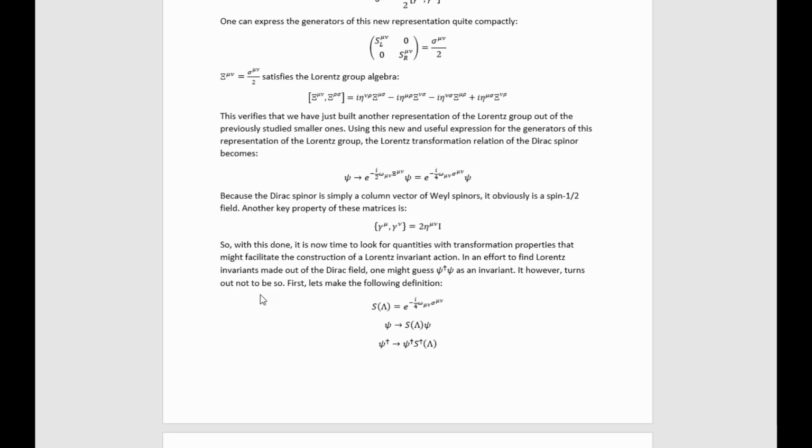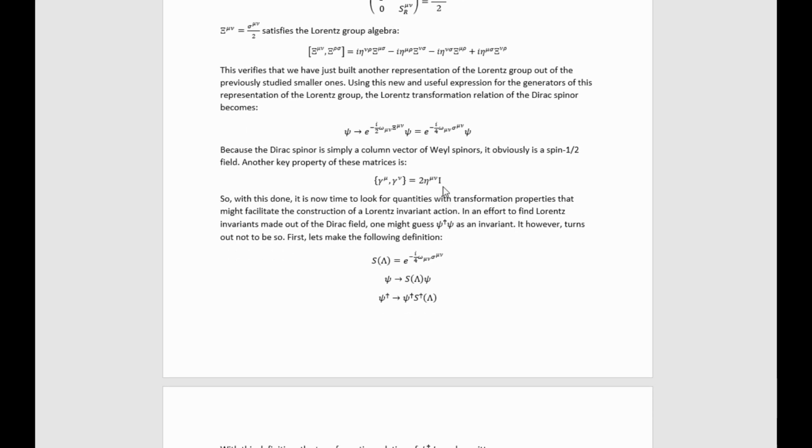Another key property of these gamma matrices is that they anti-commute to yield twice the metric of the group, of course, times the identity to handle the matrix indices and the gamma matrices. So with this done, it is now time to look for quantities with transformation properties that might facilitate the construction of a Lorentz invariant action. In an effort to find Lorentz invariants made out of the Dirac field, one might guess that psi dagger psi would be invariant. It, however, turns out not to be so.